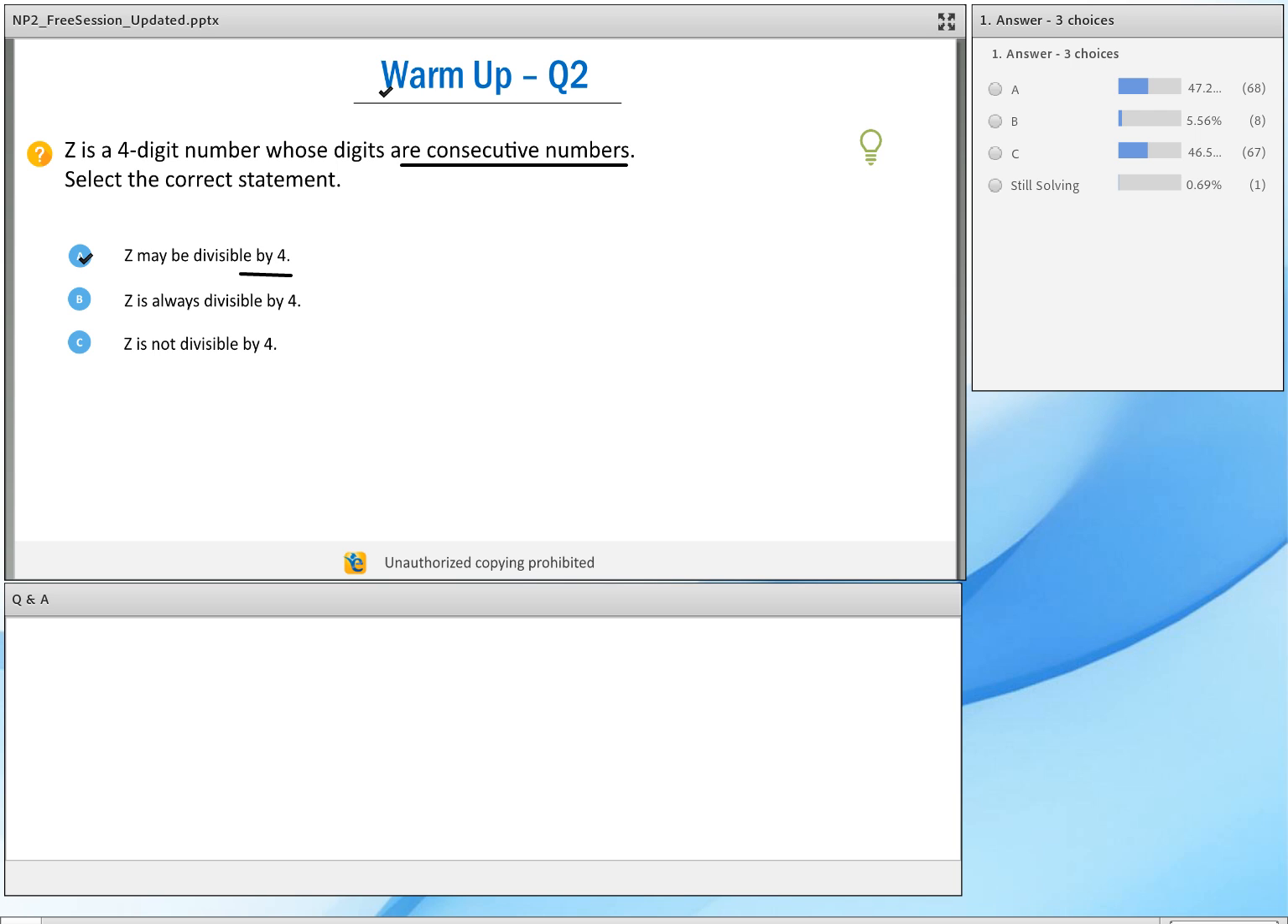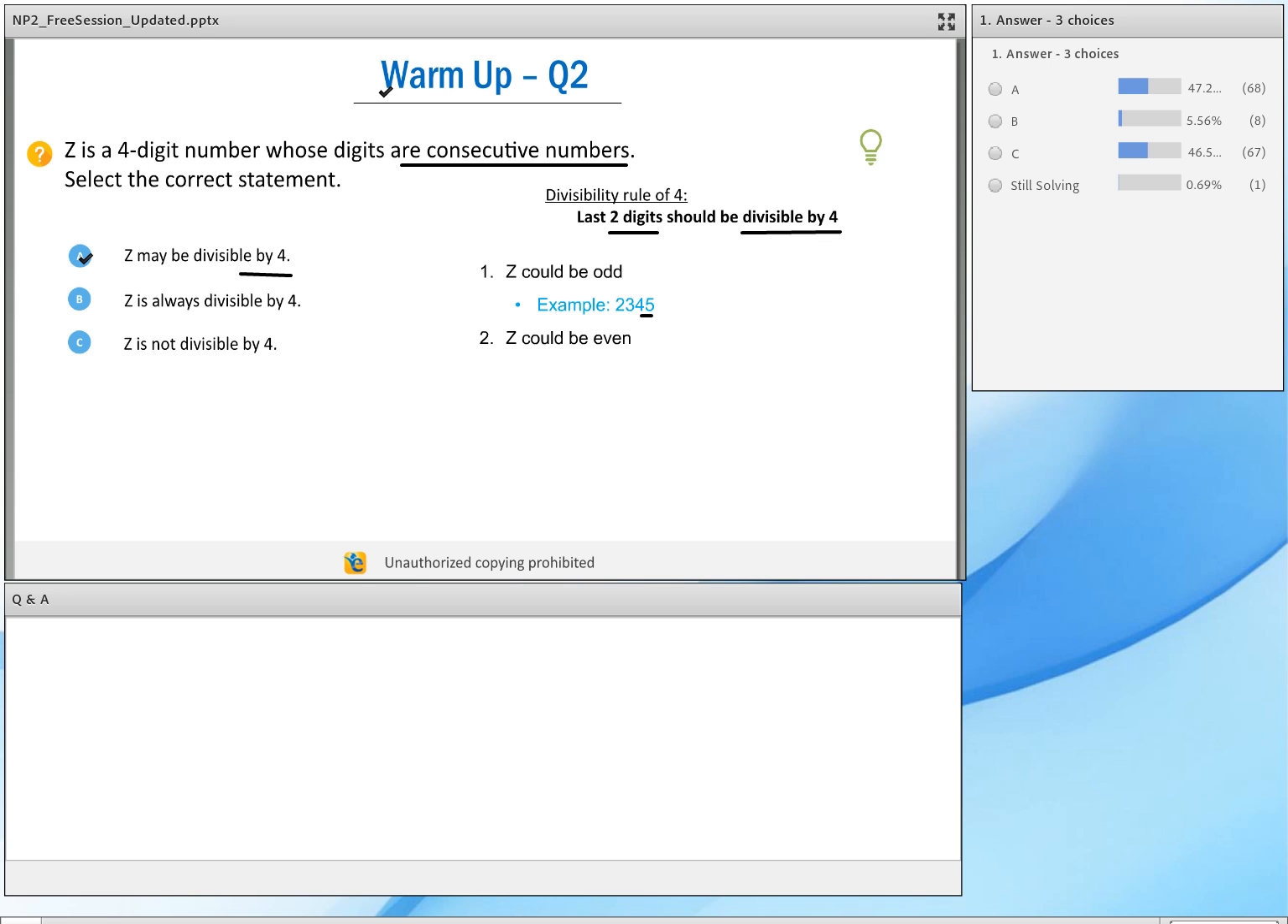When you scan the answer choices, you really see, hey, we're talking about divisibility by 4. So the first question that we ask ourselves is, hey, what's the rule for divisibility by 4? The rule is that the last 2 digits should be divisible by 4. So we take a few cases. We could say, hey, Z could be odd, which means it could be 2, 3, 4, 5. You can see they're consecutive numbers over here. 45, clearly an odd number, is not divisible by 4.